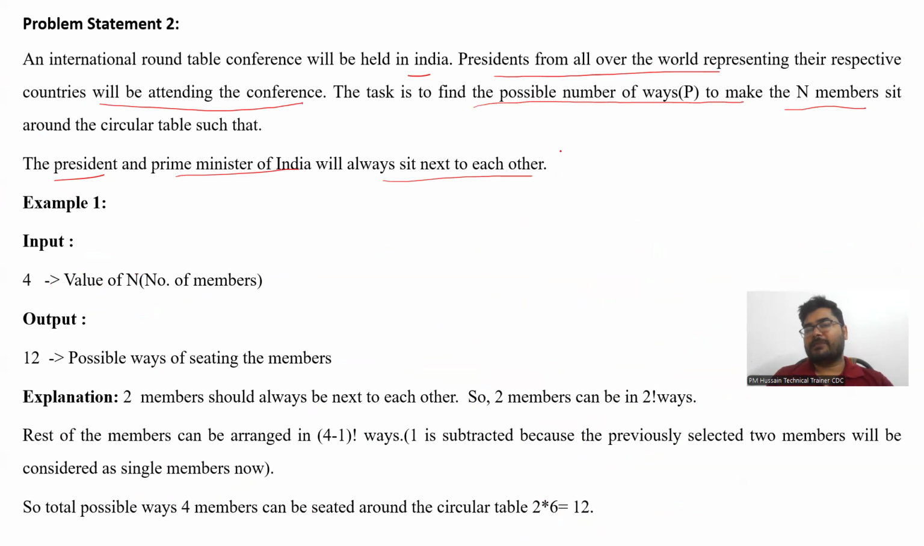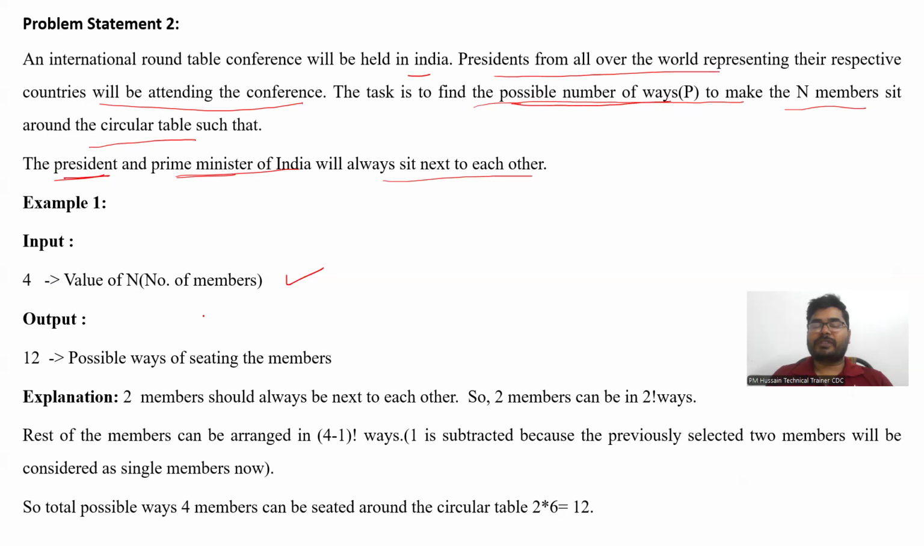Okay, so there is an international meeting in India, where all the presidents will be sitting at a round table. So now your task is to find the possible number of ways to make n numbers sit at the circular table, right? And always you need to consider that the president and prime minister should be sitting next to each other. Now here the input 4 is given, that means 4 presidents are there. Let us assume 4 members are there.